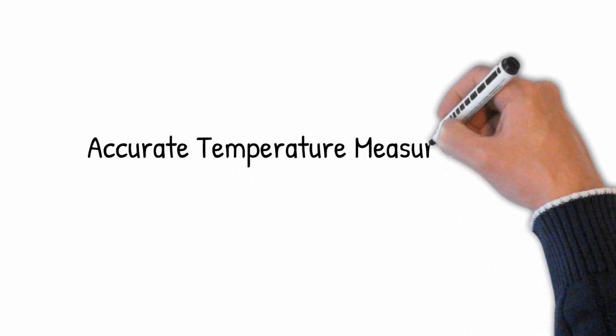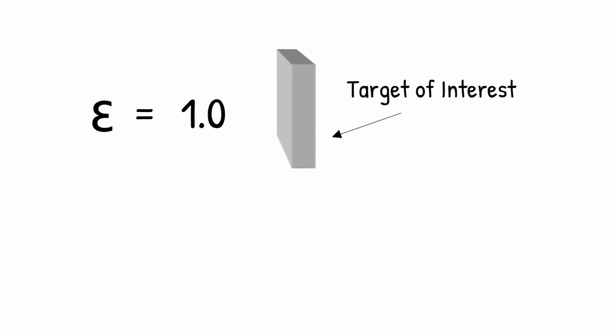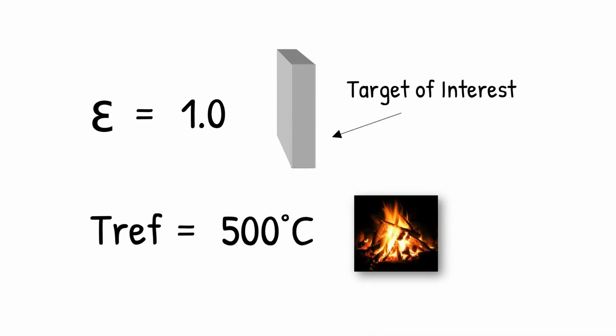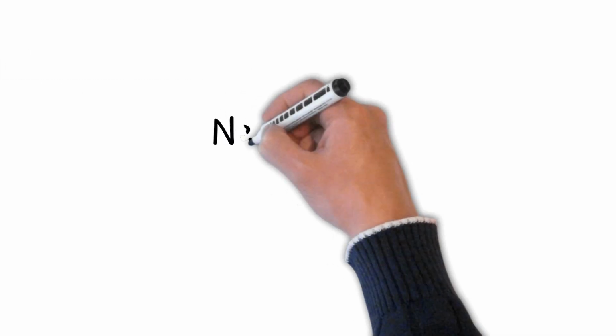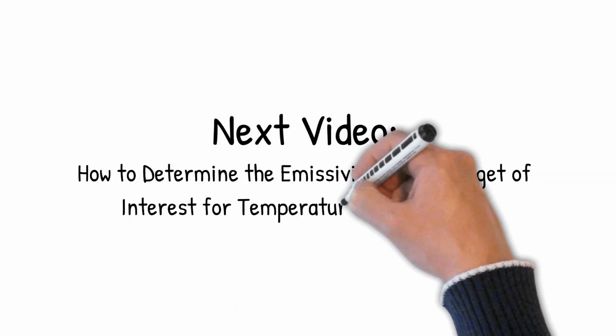To make accurate temperature measurements with a calibrated infrared camera, it is important to set the camera emissivity to the target's emissivity and the camera's reflected temperature to the reflection source's temperature. The next video will cover how to determine the emissivity of the target of interest for temperature measurement.